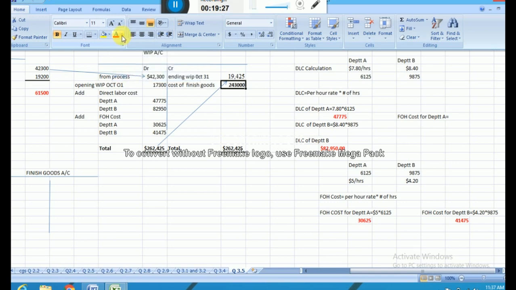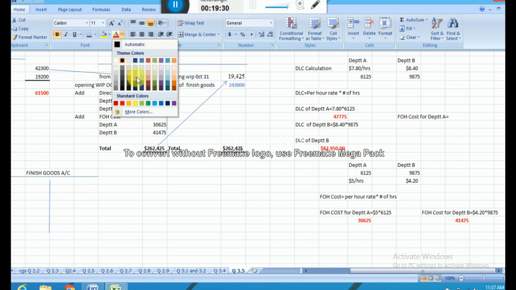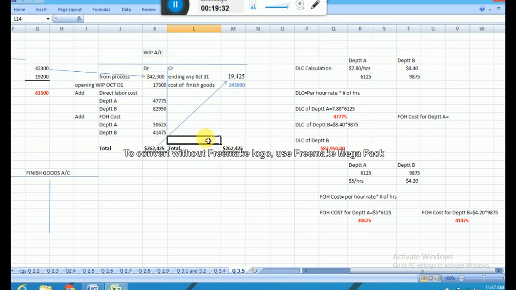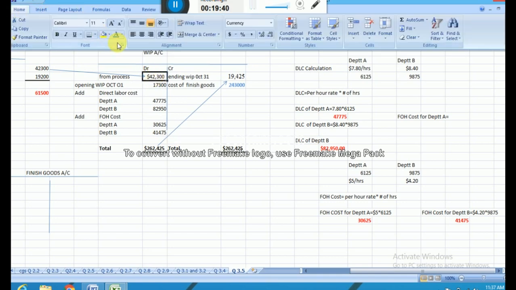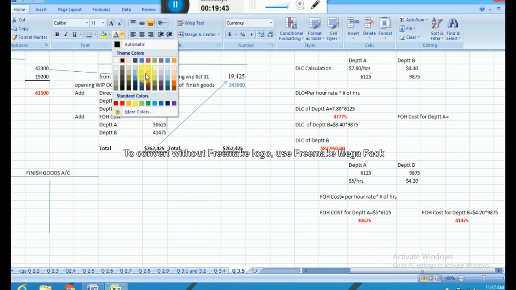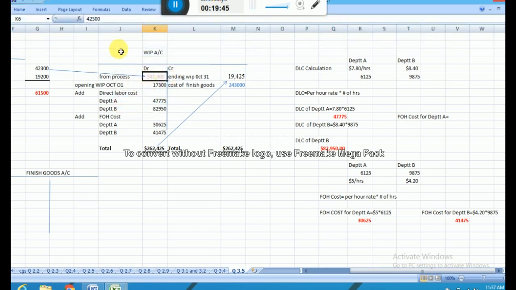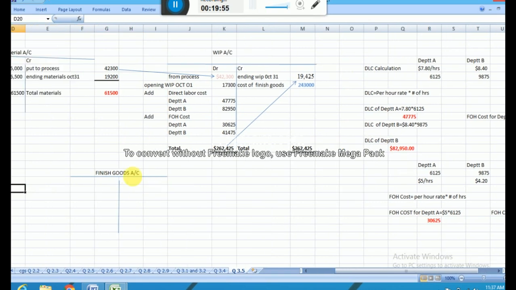I will change the color of these so that you understand now. Look at the 2,43,000 finished goods we produced. We transfer it to finished goods from work in process. Clear? Now we come towards our third T account, and the third T account is the finished goods account.